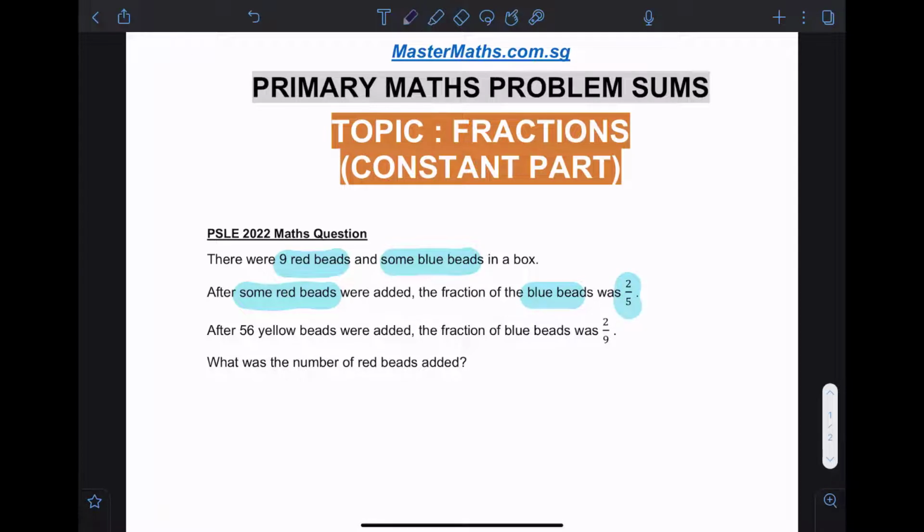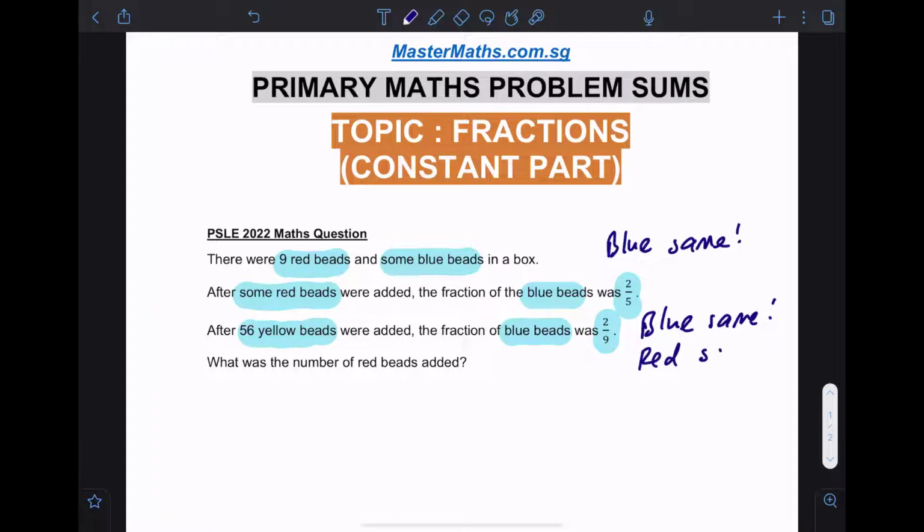Now immediately take note. Blue remain same. Okay, you didn't add any blue beads, take note of that. After 56 yellow beads were added, the fraction of blue beads became 2 over 9. Again, blue is the same, and in this particular fraction, the red is also the same because you didn't add in any red beads as well. So blue same, red also same now. What was the number of red beads added?